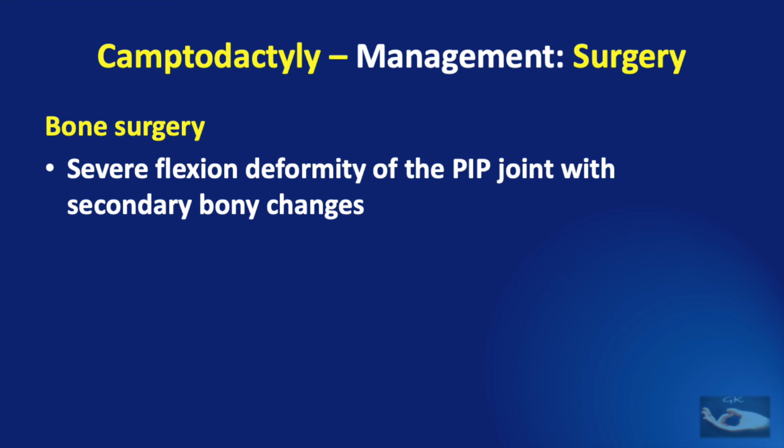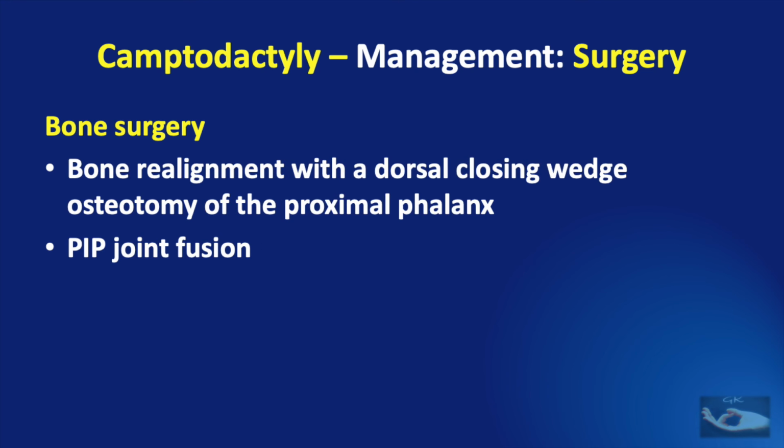When there is severe flexion deformity of the proximal interphalangeal joint with secondary bony changes, surgery for the bone is necessary. It can be done in the form of bone realignment with a dorsal closing wedge osteotomy of the proximal phalanx or a PIP joint fusion. An osteotomy corrects the posture of the finger and shifts the arc of motion. However, the overall amount of PIP joint motion remains unchanged. This may result in loss of full flexion and impaired grasp. PIP joint fusion or arthrodesis sacrifices all motion.